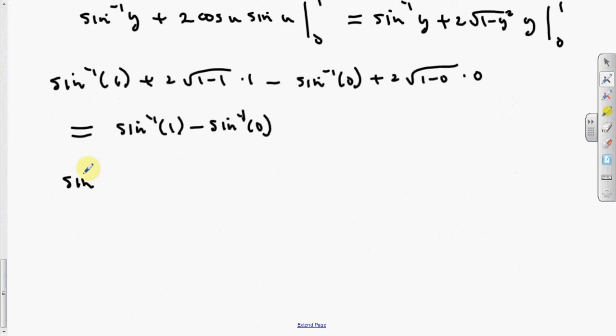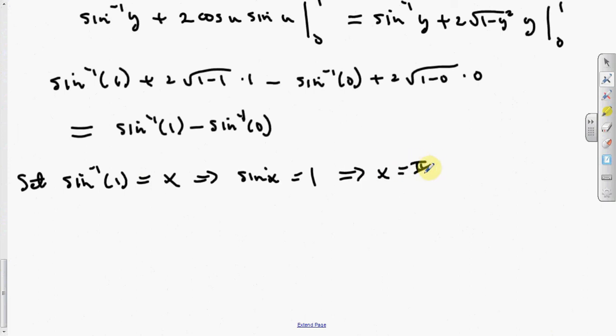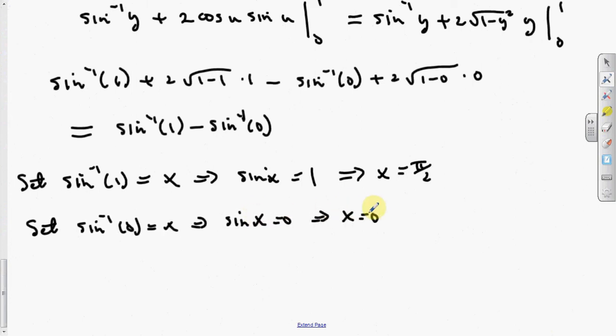Now this sine inverse of 1, because I keep nothing in my head, set this guy to equal to, let's say, x. This implies that sine x is equal to 1. When is sine equal to 1? Here x is pi over 2. For that next one, set sine inverse of 0 equal to x. This implies that sine x is equal to 0. That's when x is equal to 0. So our answer is pi over 2.